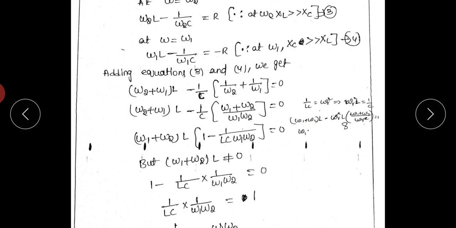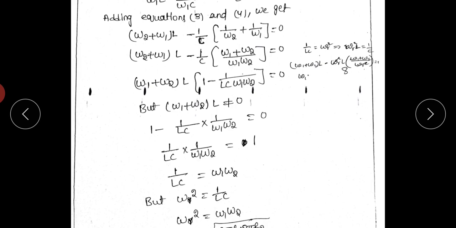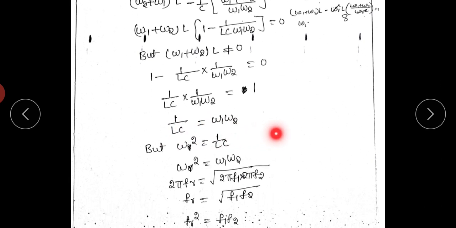In this equation, (omega 1 plus omega 2) L is always not equal to 0. So 1 minus 1 by LC times 1 by (omega 1 omega 2) equals 0, or 1 by LC times 1 by (omega 1 omega 2) equals 1. So 1 by LC equals omega 1 times omega 2.